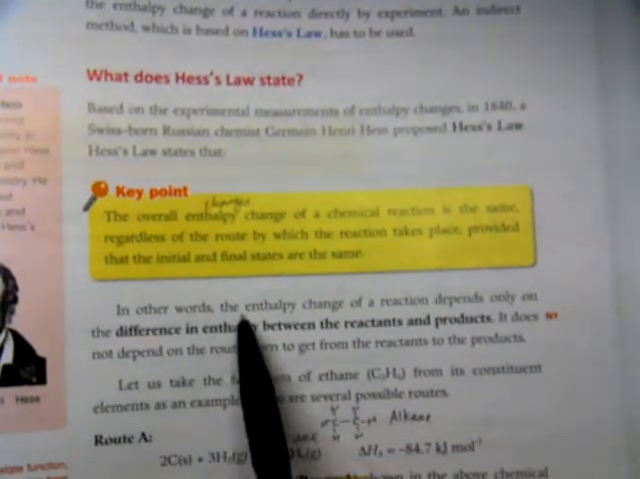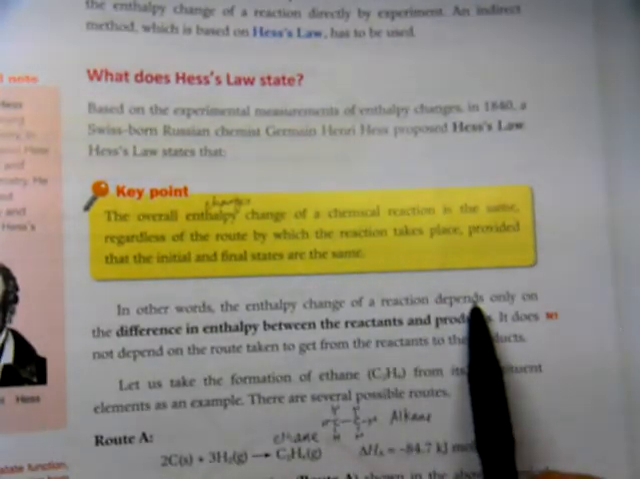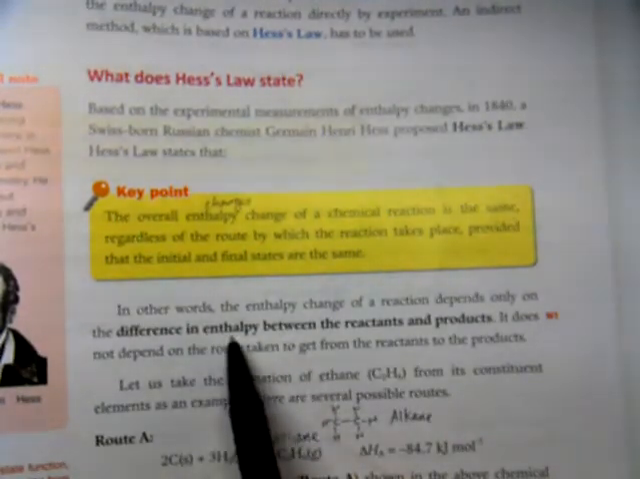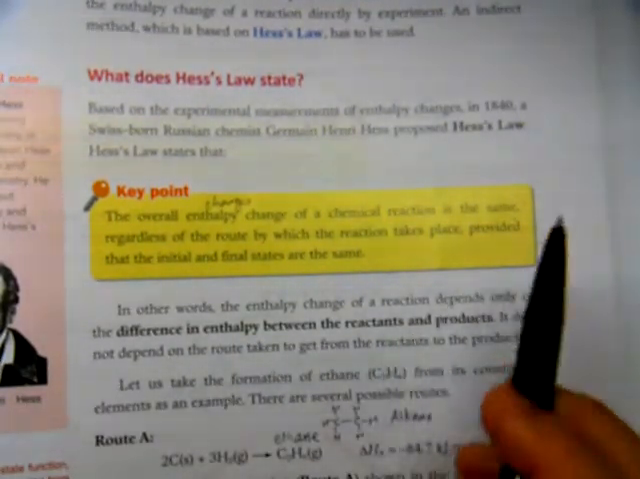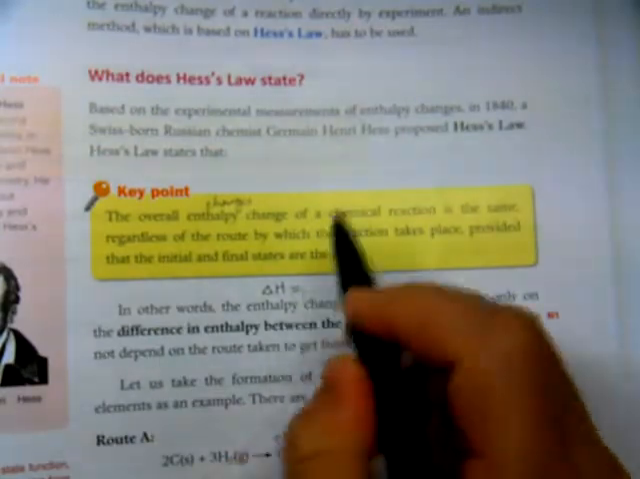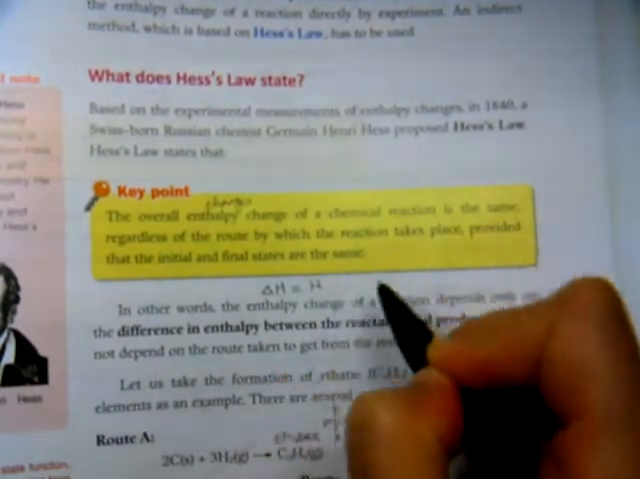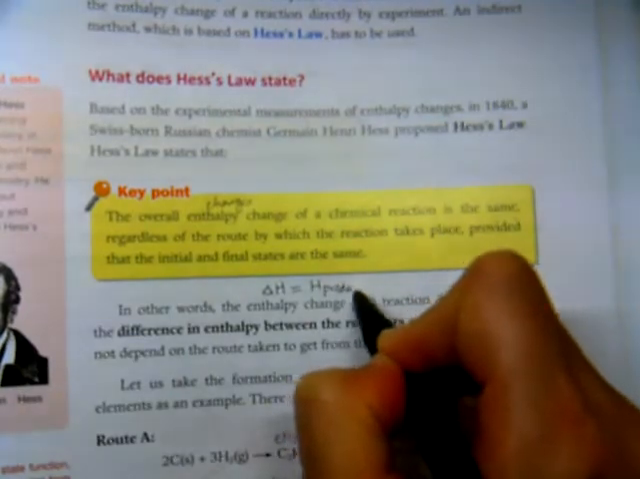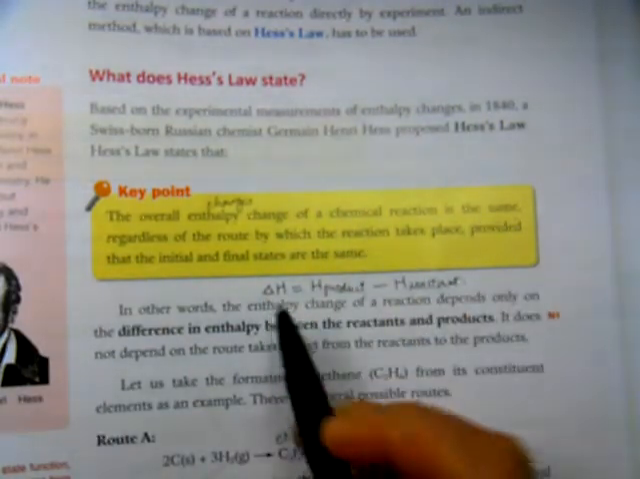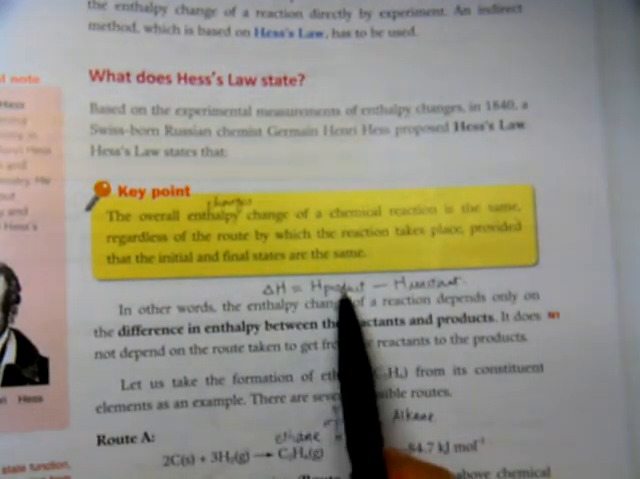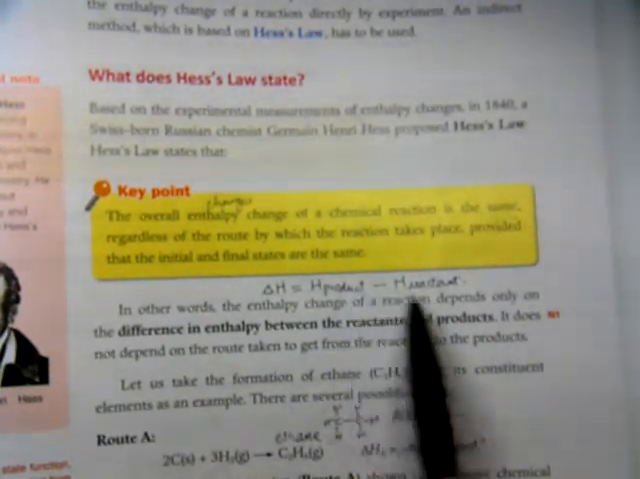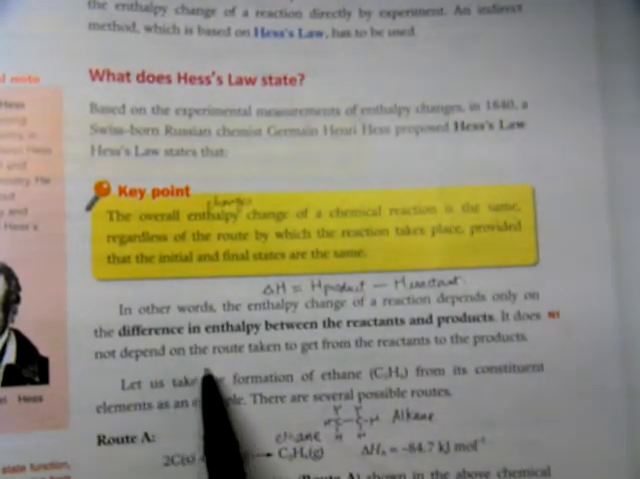Now, in other words, the enthalpy change of a reaction depends only on the difference in enthalpy between the reactants and products. Of course, this sentence is true. Let me write down the definitions again. Do you remember what is enthalpy change? Enthalpy change is the enthalpy of product minus the enthalpy of reactant. Do you remember? In other words, enthalpy change depends only on the difference in enthalpy between the reactants and the products. It does not depend on the route.